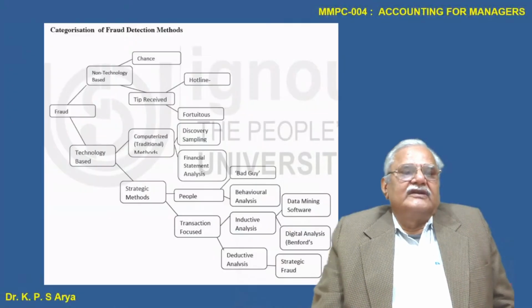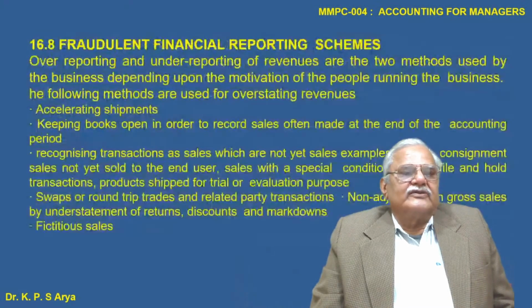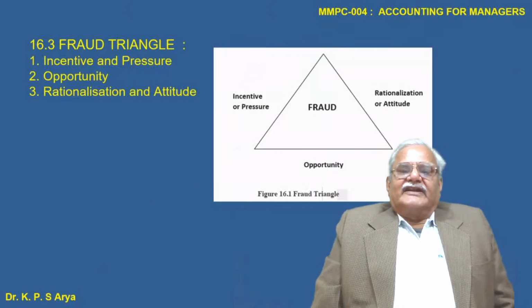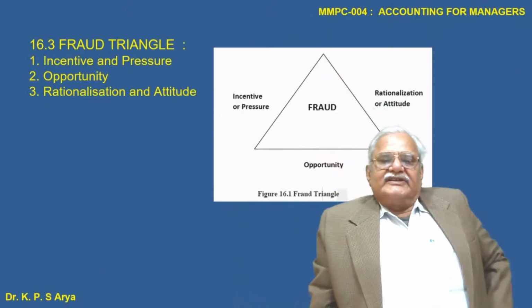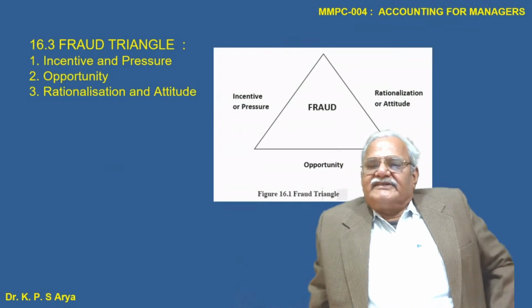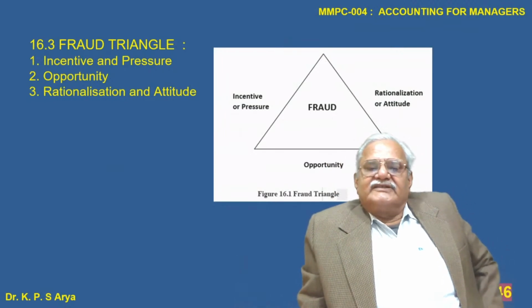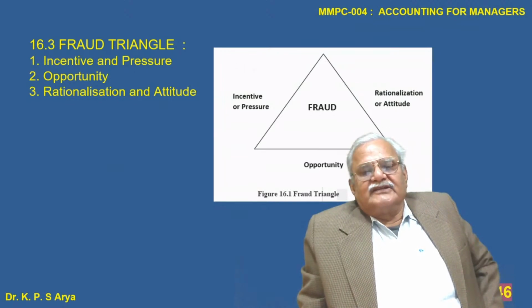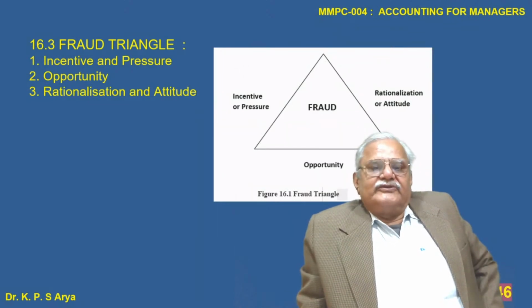So now we come back to the fraud triangle. The fraud triangle has three elements: incentive or pressure, rationalization or attitude, and then the third is opportunity. Sometimes there is pressure on the staff from the management. A higher budget is given, which is not possible to achieve during the financial year, and they have to do some cross selling also in addition to their usual business.